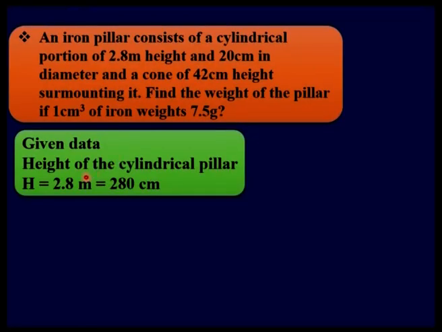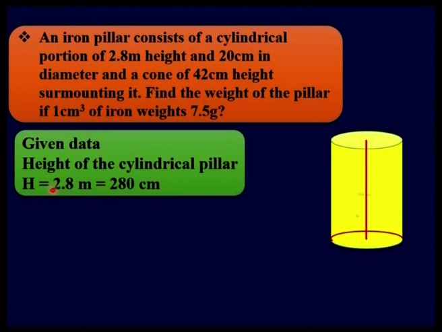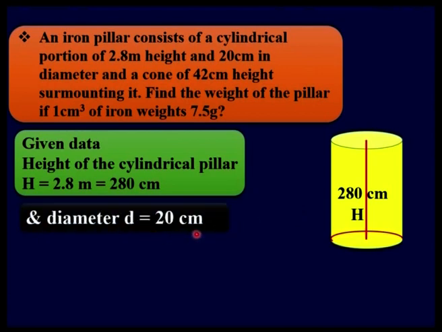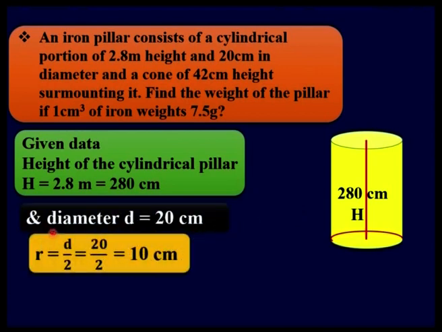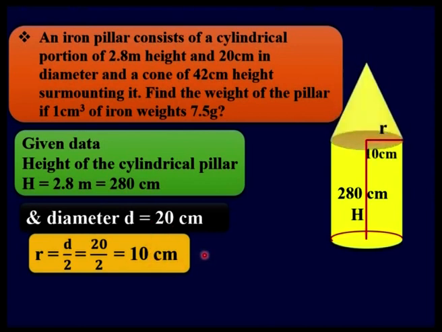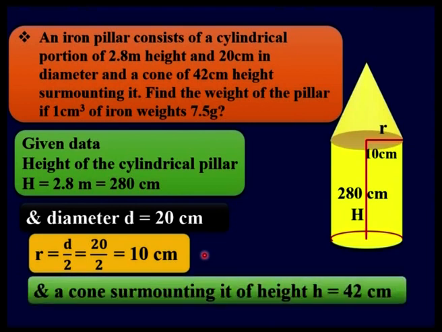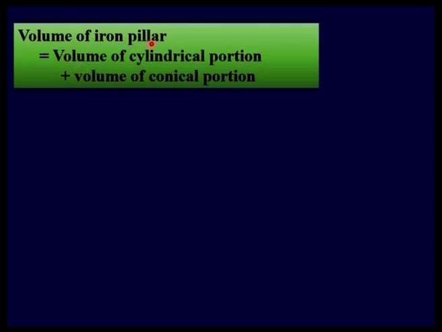So, given data, height of the cylindrical pillar is h equal to 2.8 meter. Convert into centimeter, 280 centimeter. Next, the diameter is given d equal to 20 centimeter. Then its radius r equal to half of the diameter, means 10 centimeter. Next, a conical portion, means a cone is surmounting on the cylinder and its height is given 42 centimeter. So, volume of iron pillar is same as volume of the cylindrical portion plus volume of the conical portion.